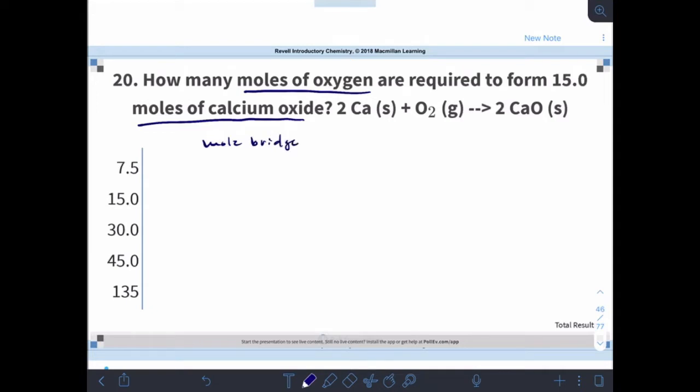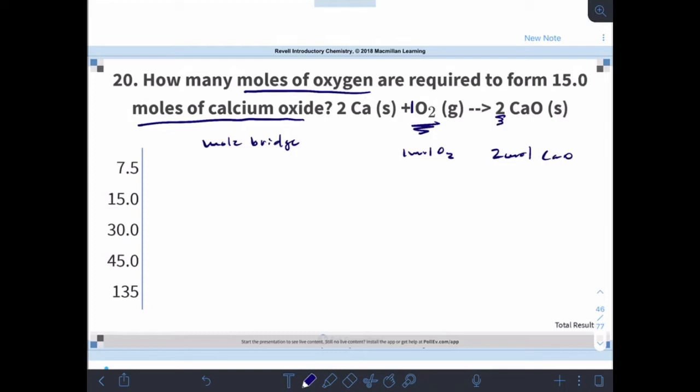Okay, we need a ratio of calcium oxide to oxygen. Looking at what we have in the equation, we have 1 mole of O2, 2 moles of calcium oxide. Okay, using the stoichiometric coefficient to tell us how many moles are in the equation.